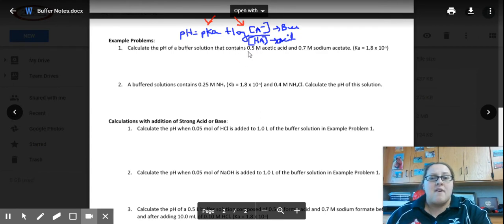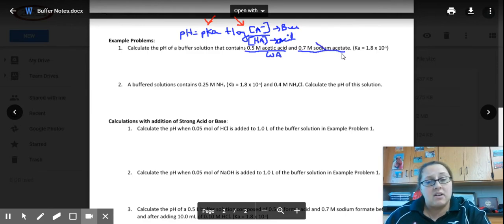So we have 0.5 molar acetic acid. Acetic acid is a weak acid. And we have 0.7 molar sodium acetate. Remember how we said you could have the acetate ion or you could have it in the form of a salt. The salt is sodium acetate. The sodium there is just a spectator. So this is the conjugate base part. First of all, do I have a buffer? Yes. How do I know that? It's because I have a weak acid and its conjugate base put together in solution.